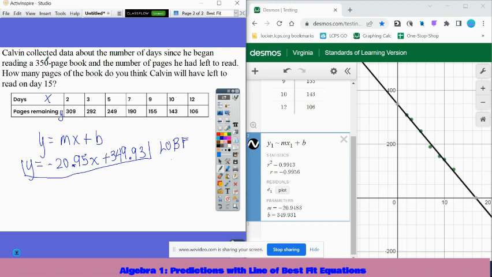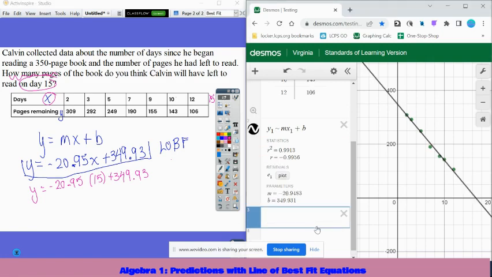Now, however, we still haven't gotten to the question that was asked of us, which is how many pages are going to be left on day 15? So what do you know about day 15? Day 15 would be an x value. So you're going to use this fantastic line of best fit equation and replace the x with that day 15 that we care about. Take x out, put 15 in its place. So negative 20.95 times 15 plus 349.93. That's going to give me a y value. Let's find out what that is.